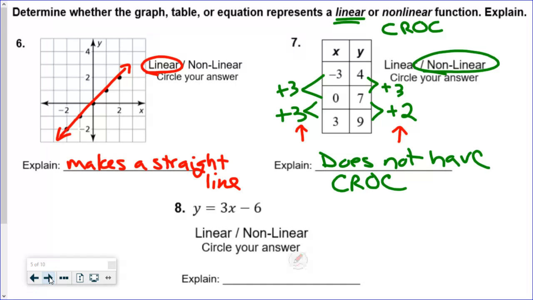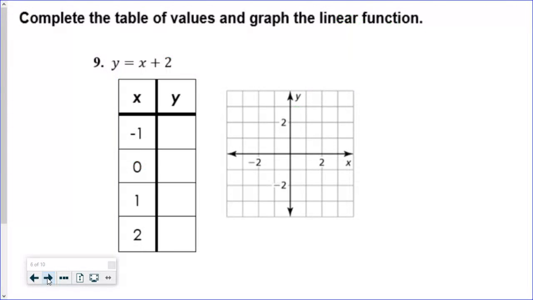Number 8, it is linear because it is in slope intercept form. That's why, because that is in y equals mx plus b form, and we know that's a line.